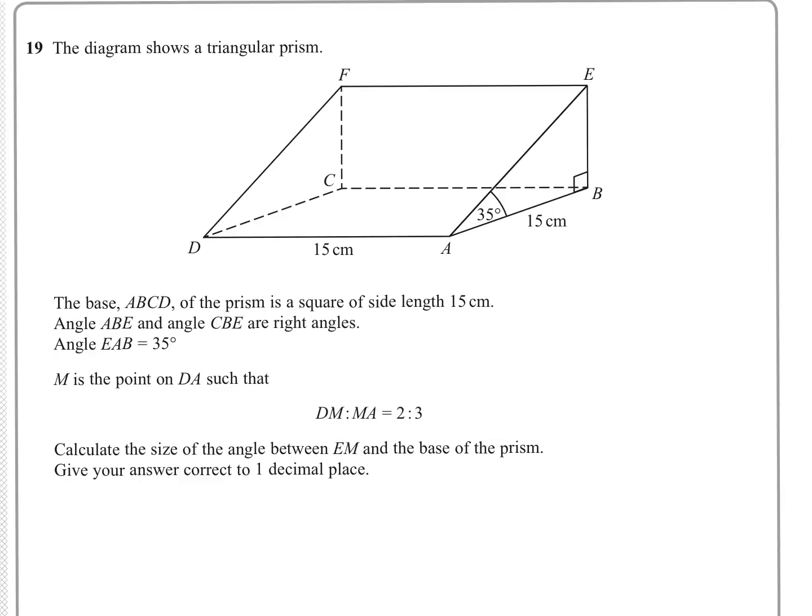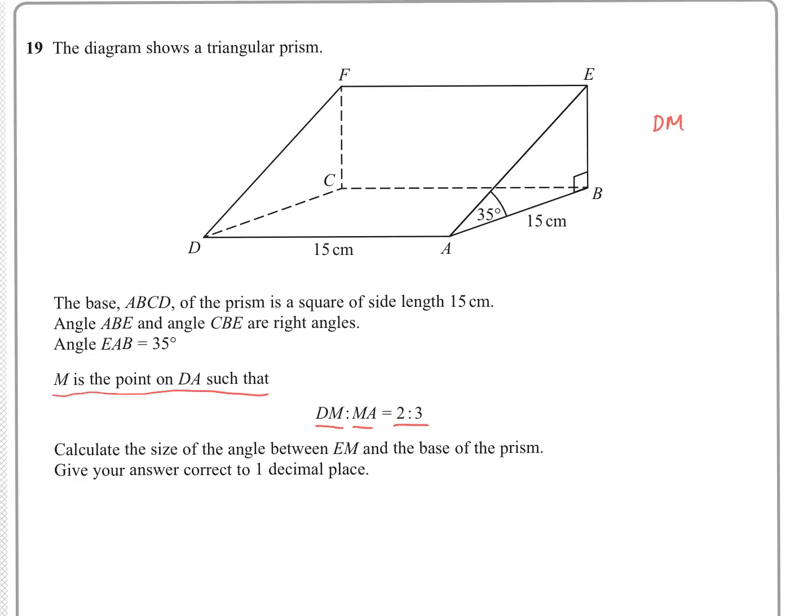Question 19. The diagram shows a triangular prism. The base is a square 15 by 15. We're told that ABE and CBE are right angles, and we're given one of the angles EAB is 35. Now, the important stuff starts here. M is the point on DA, such that DM to MA is 2 to 3.